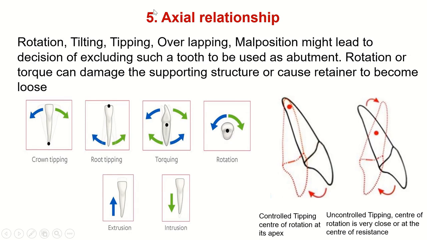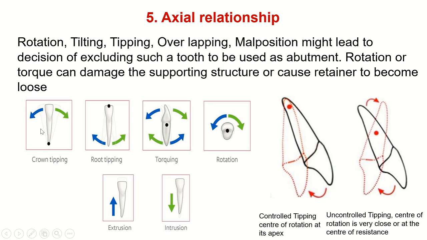The fifth factor that related to the tooth is the axial relationship. Usually there are different forms of malposition of the teeth, either due to rotation, tilting, tipping, or overlapping. All these conditions must be evaluated carefully because it will affect the decision to include or exclude such a tooth to be used as abutment.